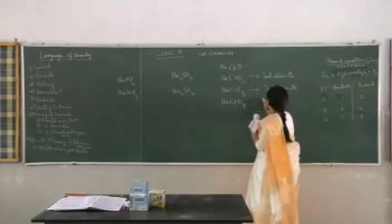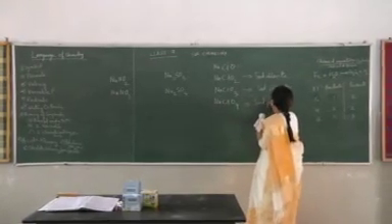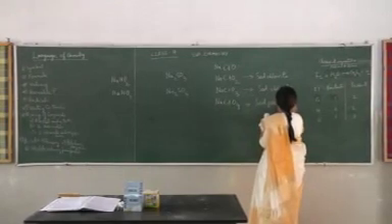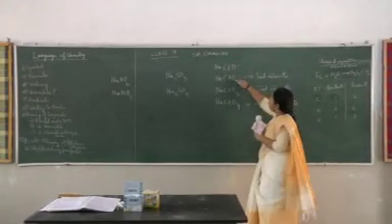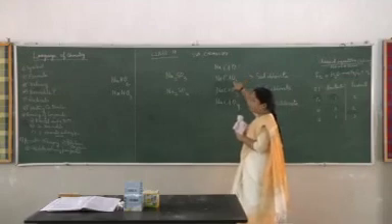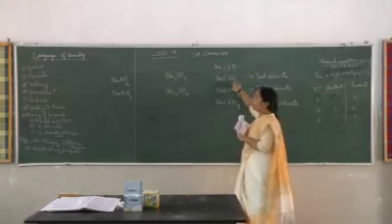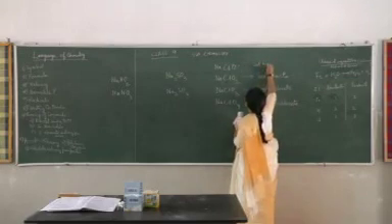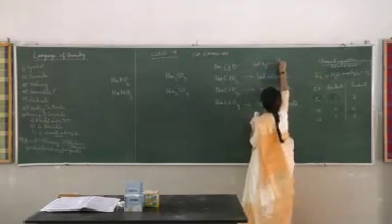So this is sodium perchlorate. And one oxygen less than the chlorite is hypo. So this is sodium hypochlorite.